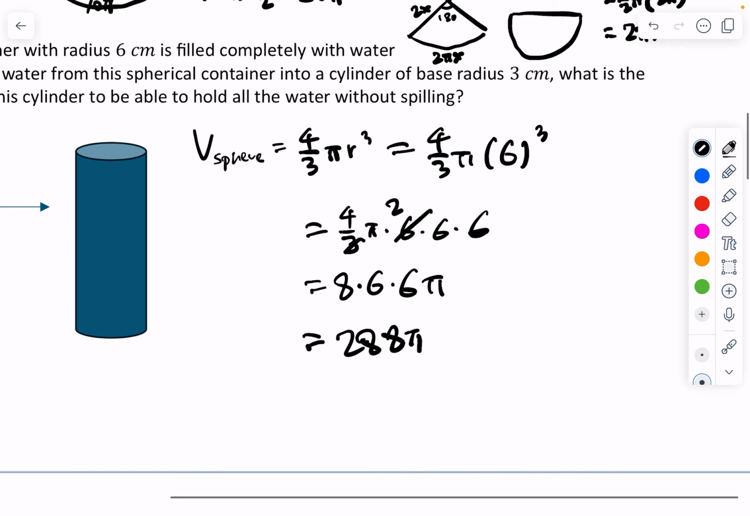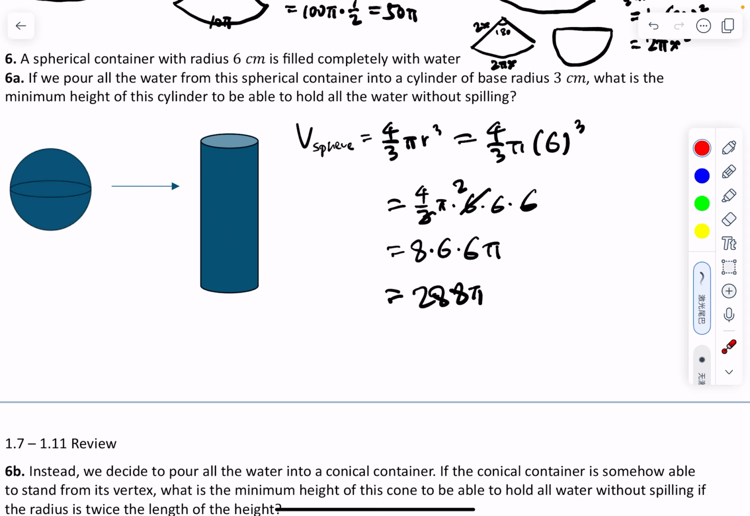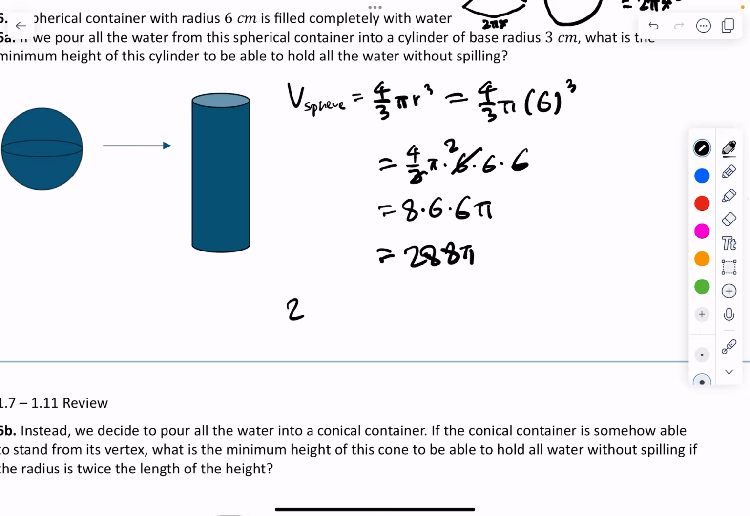And then after that, we know that this cylinder has the exact same volume as the sphere, so it also has the volume of 288 pi. So 288 pi is equal to the volume of the cylinder, but the volume of the cylinder is also the base area times the height.